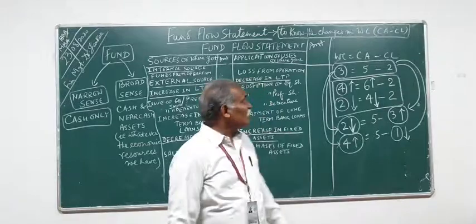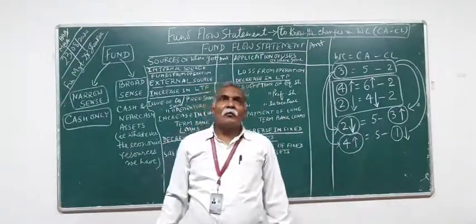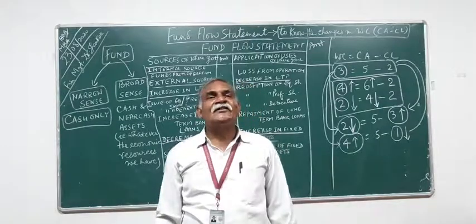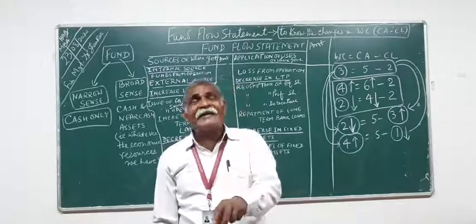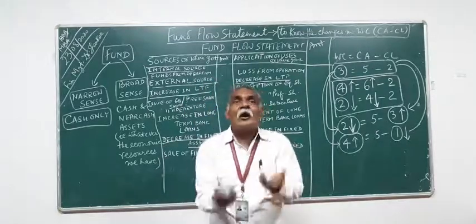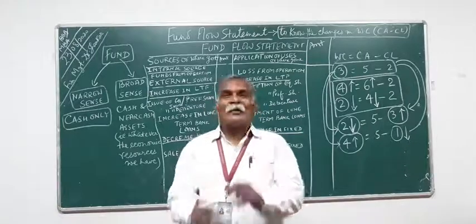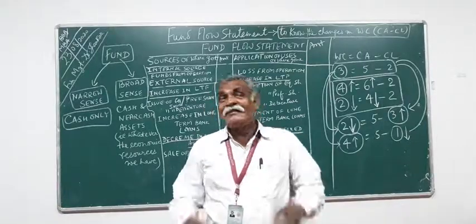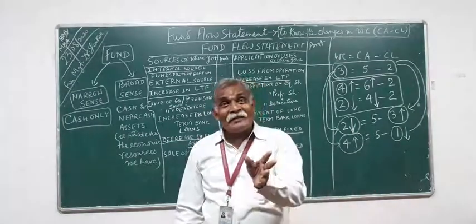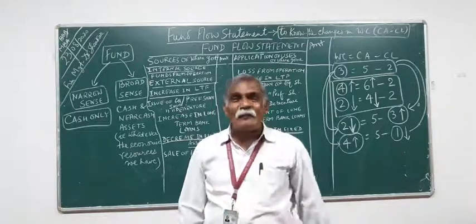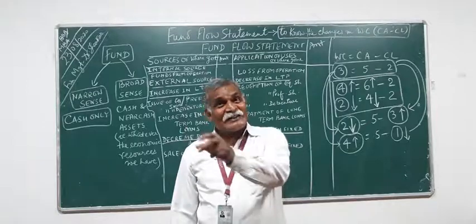Now, these sources are of two types. One is internal source, another one is external source. Internal source means the source which you are generating within the operation. And within the operation we are generating the net profit. But the net profit which we calculate in the PL account is not the real funds from operation, so there is a need to adjust that net profit.